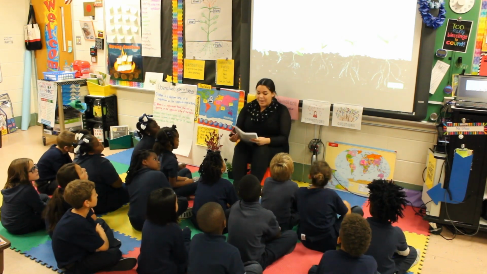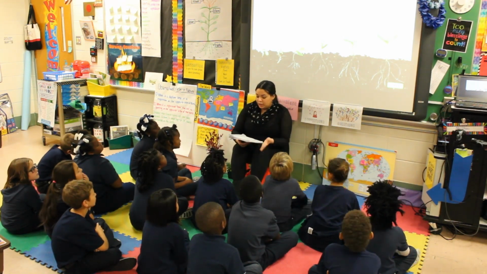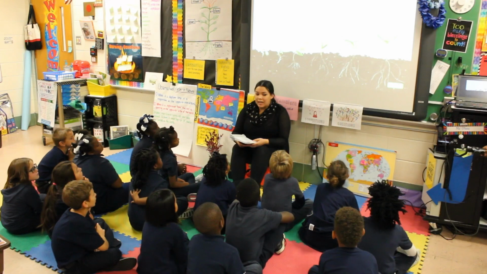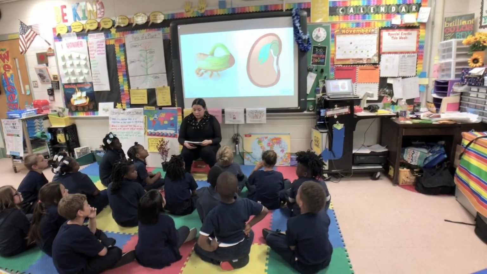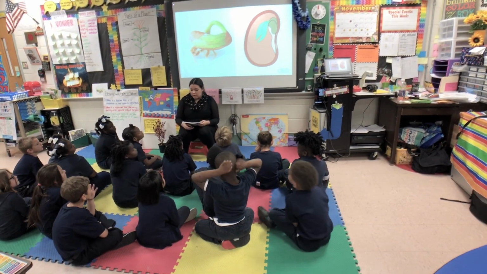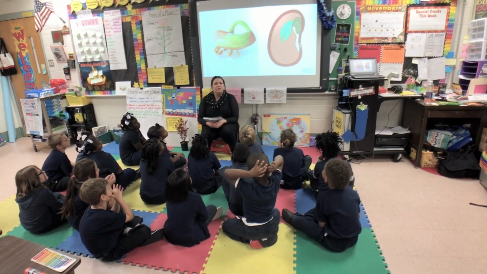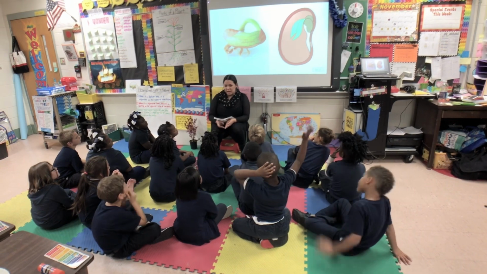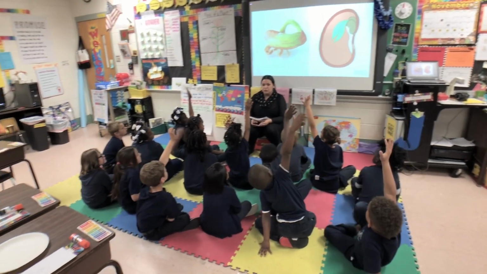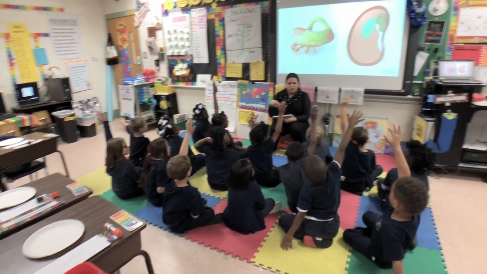All living things pass through stages from birth to adult called a life cycle. Good job. Therefore, the life cycle of a flowering plant begins in spring. I wonder why spring is a good time for the plant life cycle to start. Turn and talk to a friend.